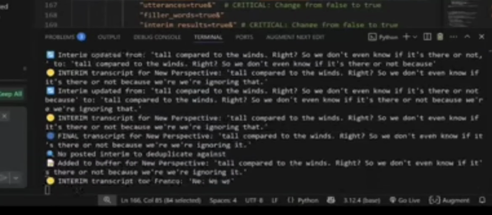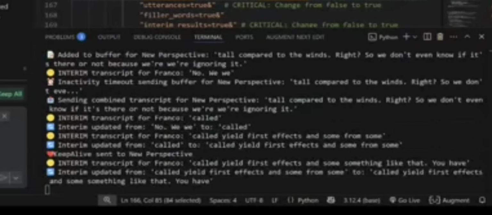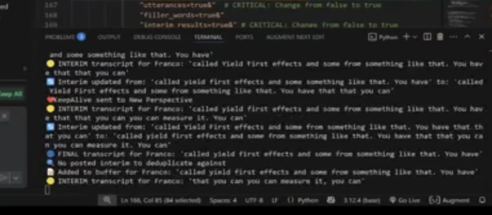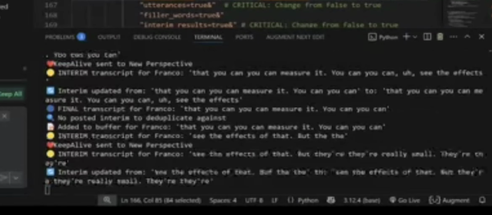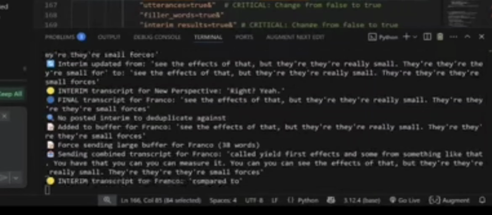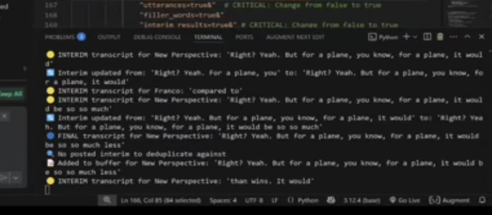No, we can measure it. You can measure it because there are things called Eötvös effects and something like that. You can see the effects of that, but they're really small. For a plane, it would be so much less than winds. It wouldn't even make sense to try to take it into account, right?